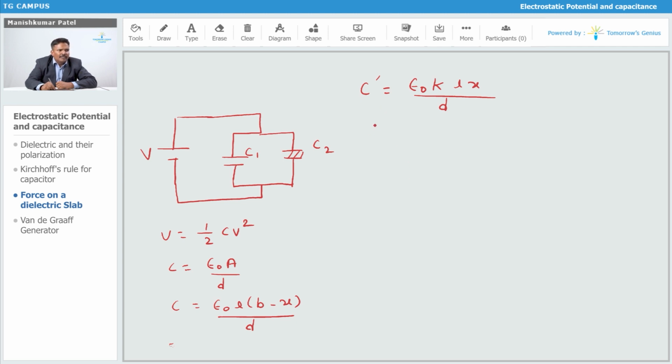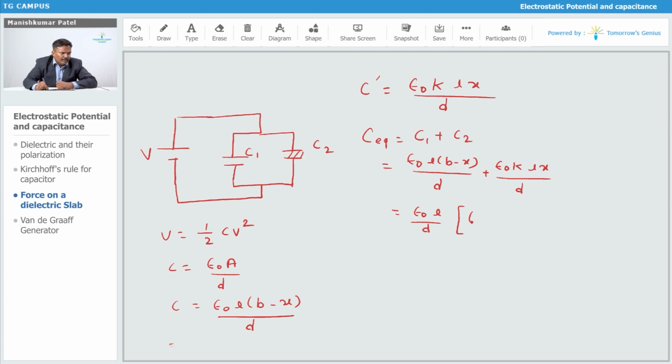Once I have the value of C and C dash, you can find the equivalent capacitance, C1 and C2, since they are connected in parallel. So that is epsilon naught L into (B minus X) upon D plus epsilon naught K L X upon D. You can take epsilon naught L upon D common, and in the bracket, B minus X plus KX. This is nothing but your equivalent capacitance.